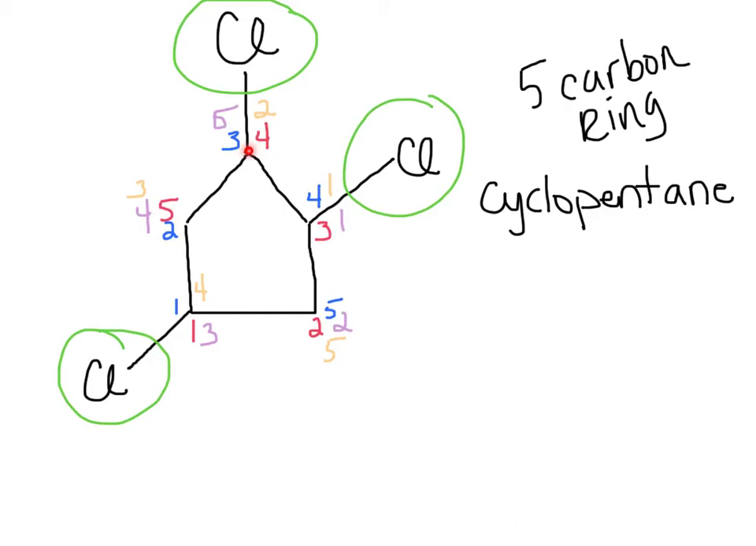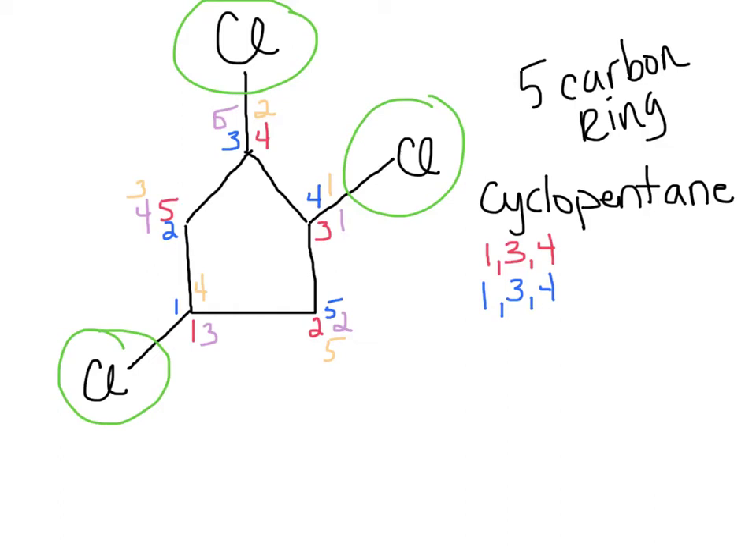So what I'm going to do is go through here and look first at my red numbers. And if I look at the red numbers, what I see is that I have substituent groups at 1, 3, and 4. If I look at the blue atoms, I see that I have substituents at 1, 3, and 4. So it didn't really matter which way I counted. I ended up with the same numbers. Sometimes that happens, sometimes it doesn't.